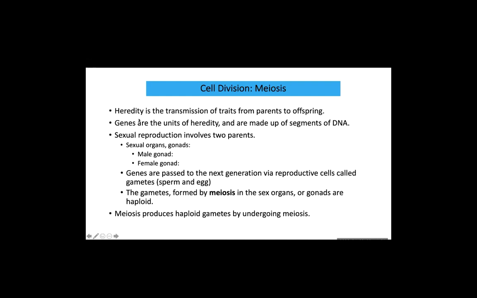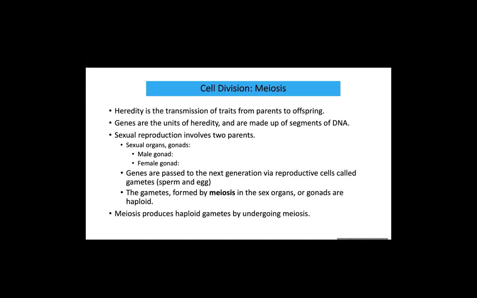Heredity is the transmission of a trait from parents to offspring. So what you can receive from parents is DNA. DNA can be transmitted. That means genes, because genes are made up of a segment of DNA. So you receive half of your DNA from your mother, and half from your father. And when you receive DNA from parents, sexual reproduction is involved.